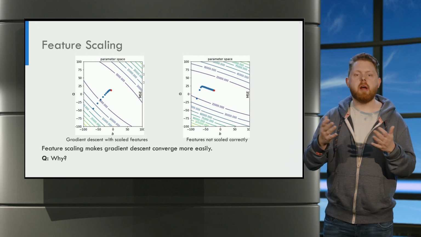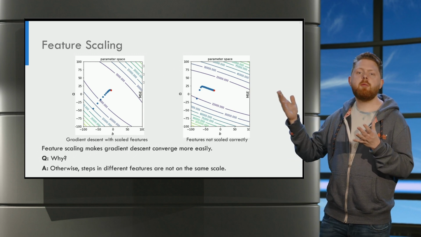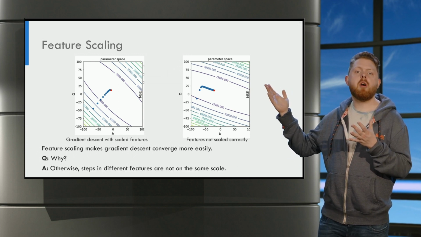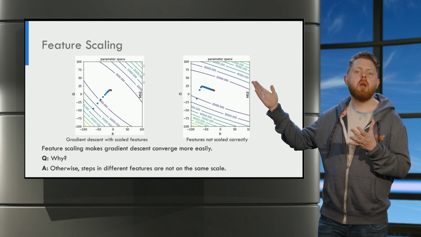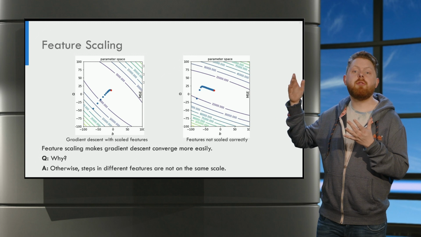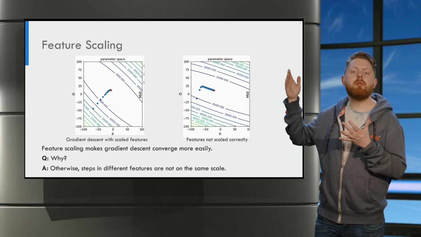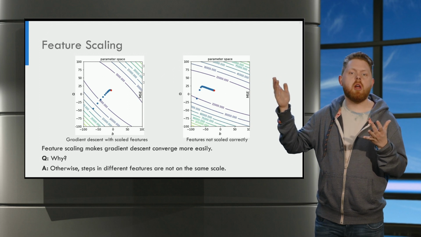Okay, welcome back. The answer is the steps taken in different features are not on the same scale. To the right, you see that the steps in the direction of feature A are very large and the steps in the direction of feature B are much smaller.